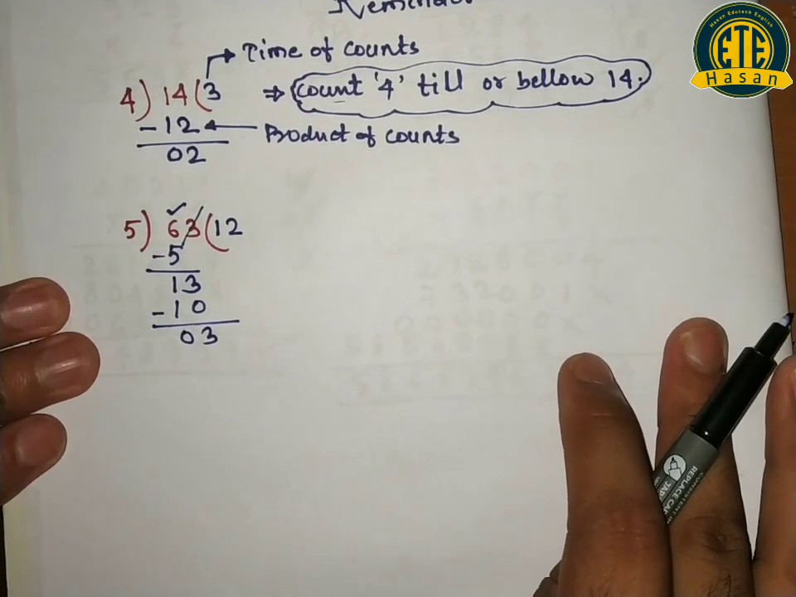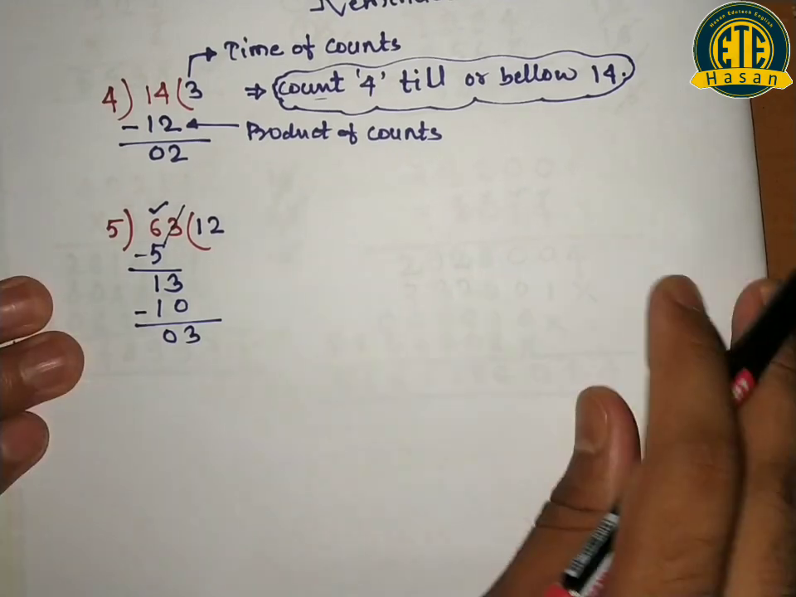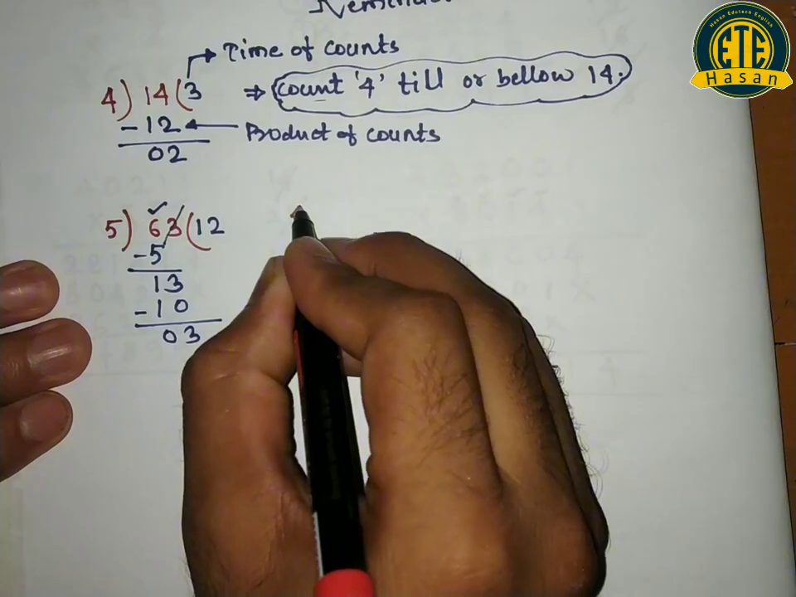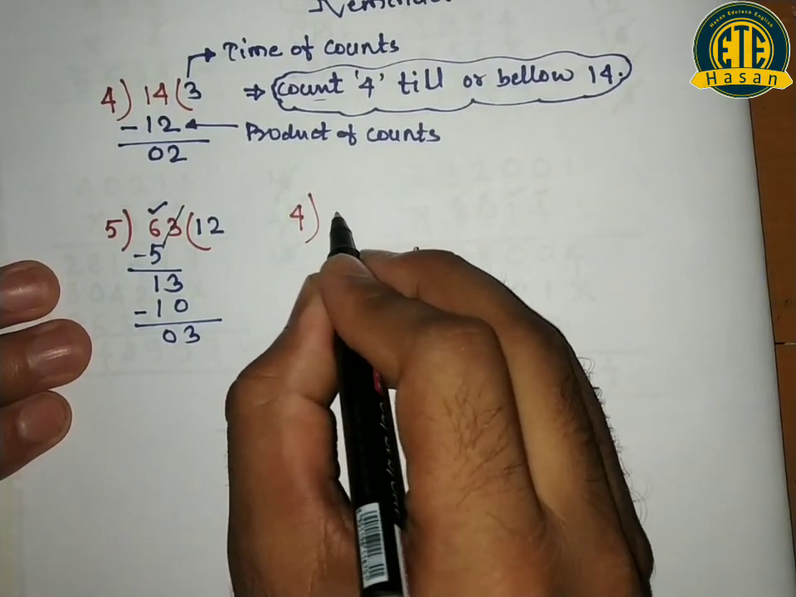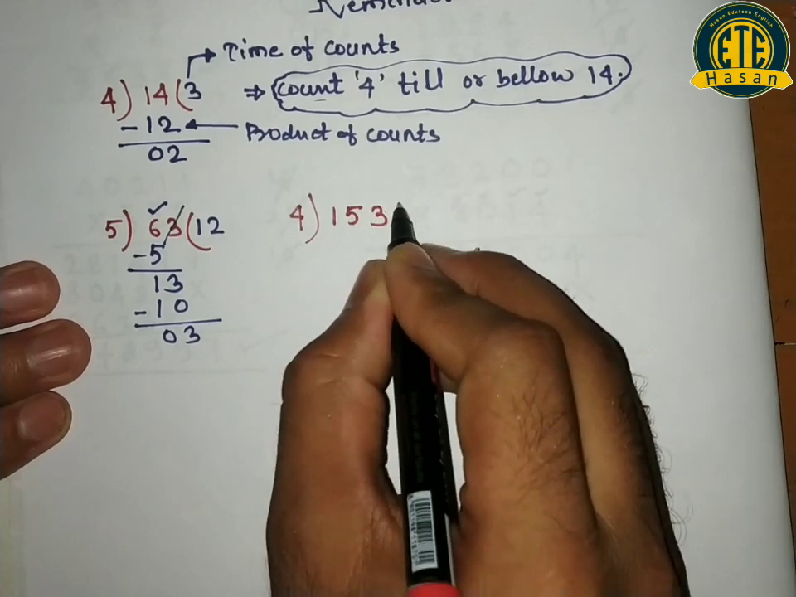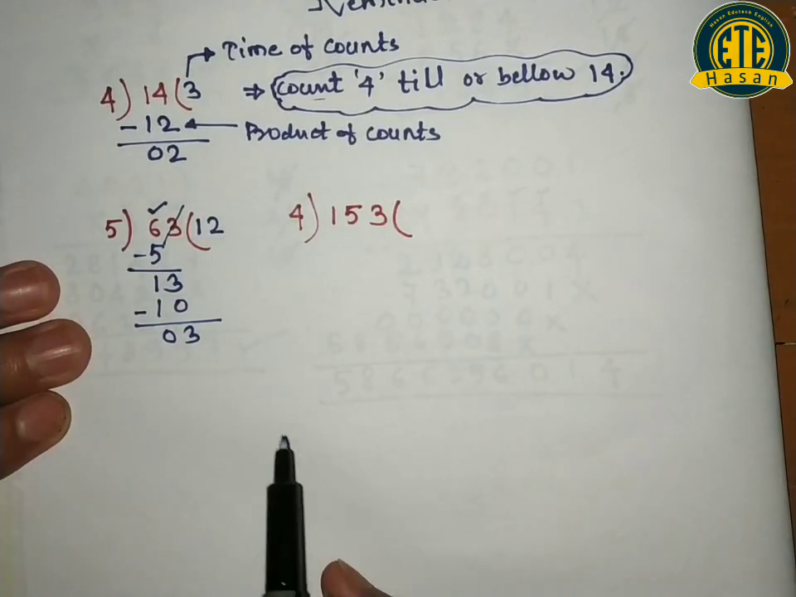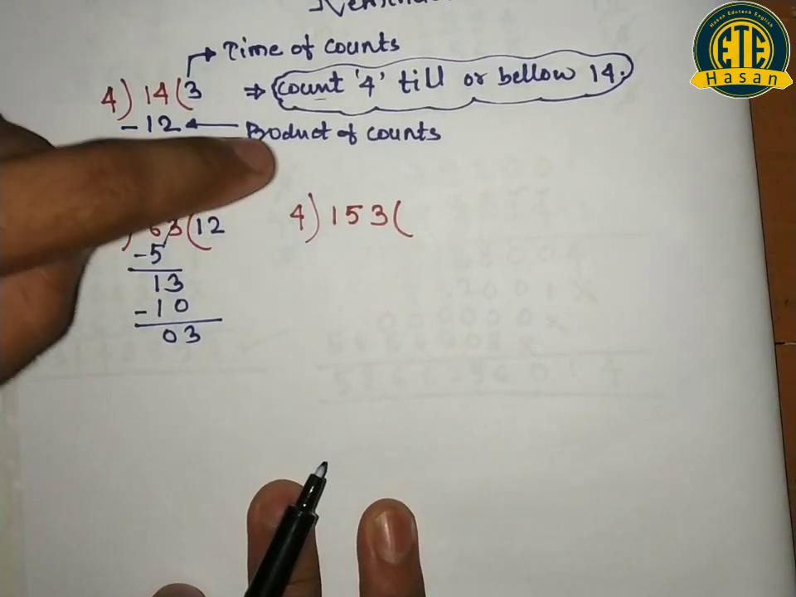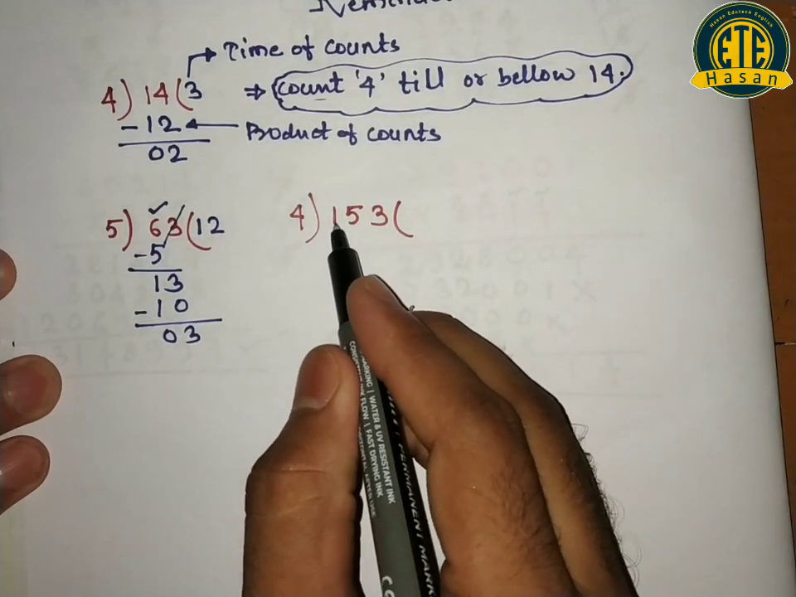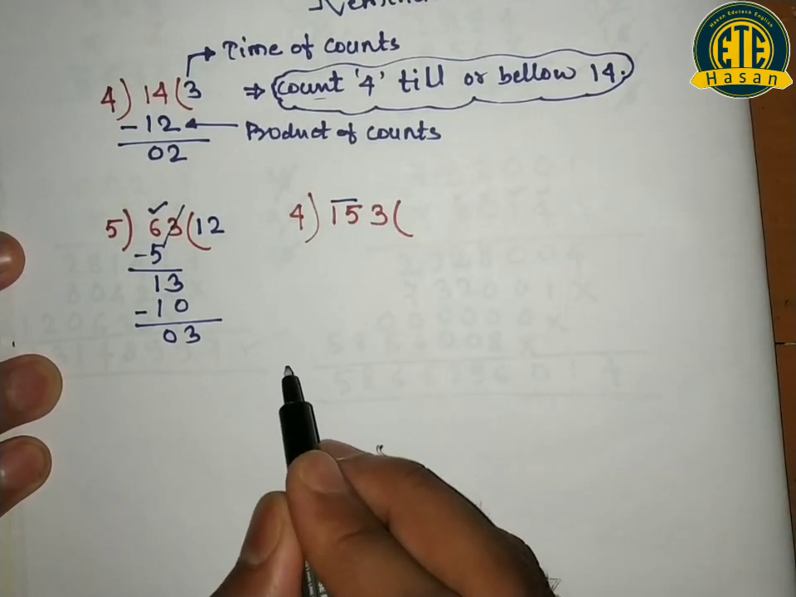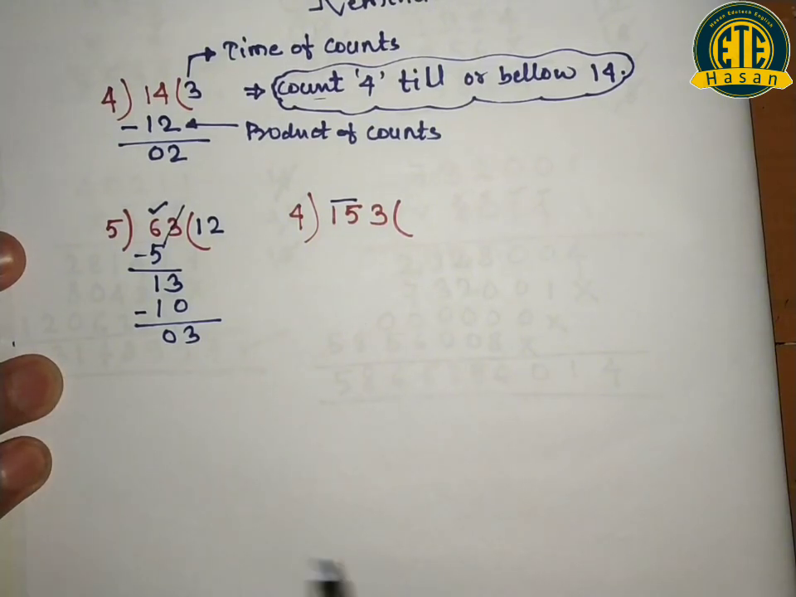This is another simple example. Let's take another example, like if you divide 153 by 4. So we have to take the first number, 1. If you count 4 one time, it will be 4, which is greater than 1. So first I will take 2 numbers, 15. Count: 4 threes are 12, 4 fours are 16, which is greater than 15.